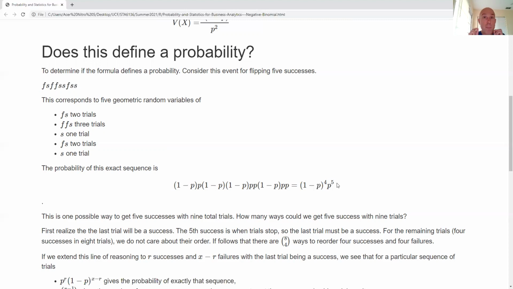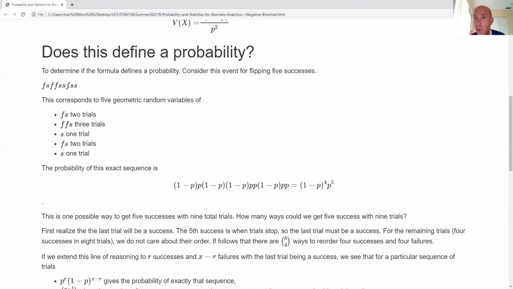Now, this is one possible way to get 5 successes from 9 trials. Well, how many ways could I rearrange this sequence and still get 5 successes in 9 trials?